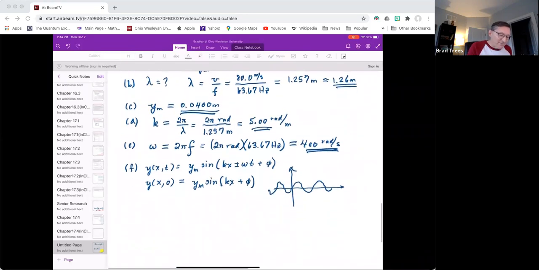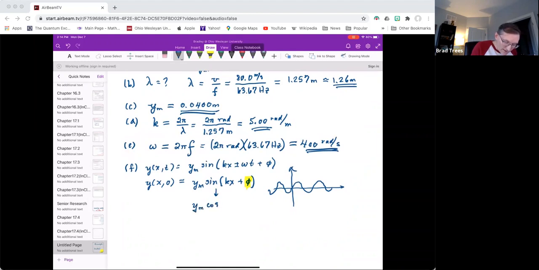So what does phi have to be? What does its value have to be in radians so that the sine of kx plus phi is equivalent to y max cosine of kx, just a cosine, because that's what I've got. And this is where all that trig that we wanted you to learn in high school, we're saying, okay, we need to know this. The phi is pi over 2 radians, a quarter of a cycle.